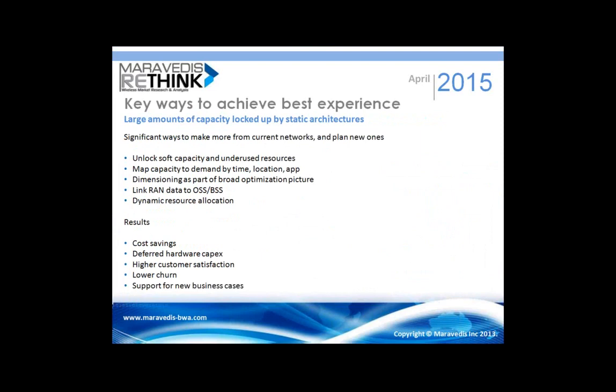And the results? Cost savings, because the capacity is going where it's needed. You don't have to over-provision everything. You may defer CAPEX and extra hardware because the network you have is behaving more efficiently. Higher customer satisfaction, which leads to lower churn, but also increased ARPU, increased usage. And support for brand new business cases that are QoS dependent, and that includes some of the applications within the Internet of Things that, of course, is a great opportunity at the moment for a lot of mobile operators.